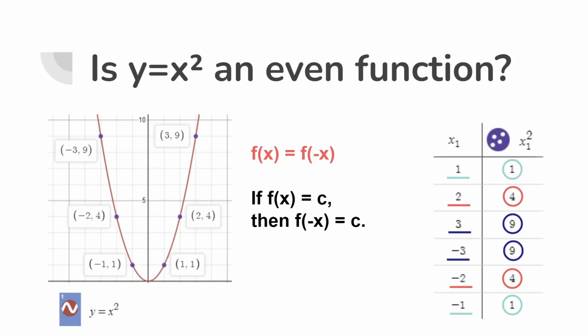This is the x and y coordinates of y equals x squared, and you can see that for each corresponding value, such as 1 and negative 1, 2 and negative 2, 3 and negative 3, they share the same value. For example, 1 and negative 1 have the same output of 1, and 2 and negative 2 have the same output of 4.